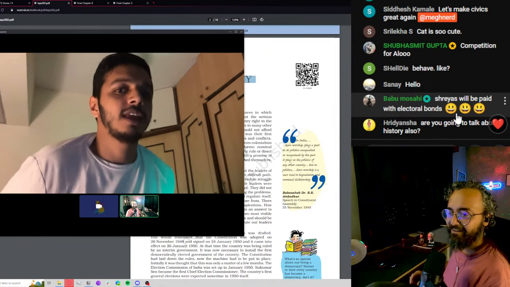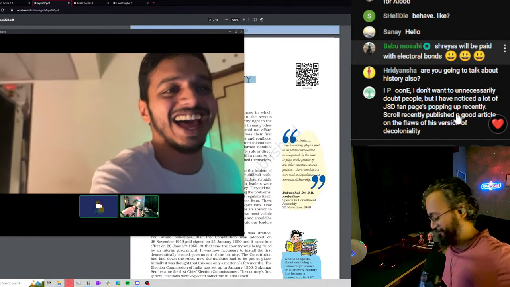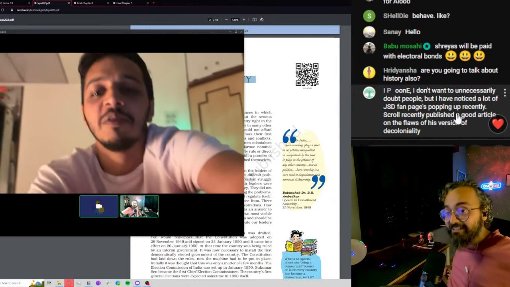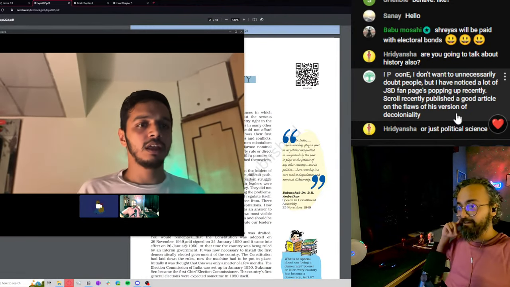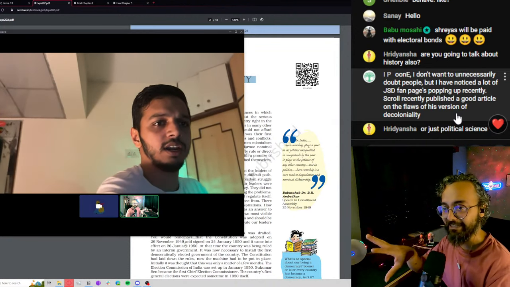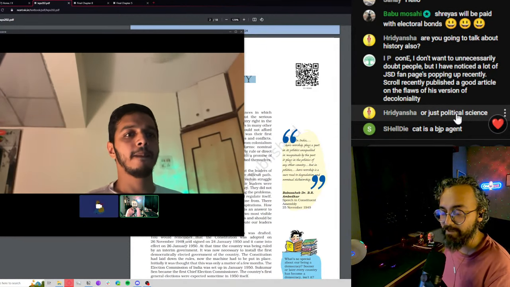True. Shreyas will be paid with electoral bonds. That's not a bad idea. That's a good idea. At least we can mention electoral bonds. I don't know about the washing machine, but electoral bonds, that's safe. Okay, good. Cat is a BJP agent, apparently.